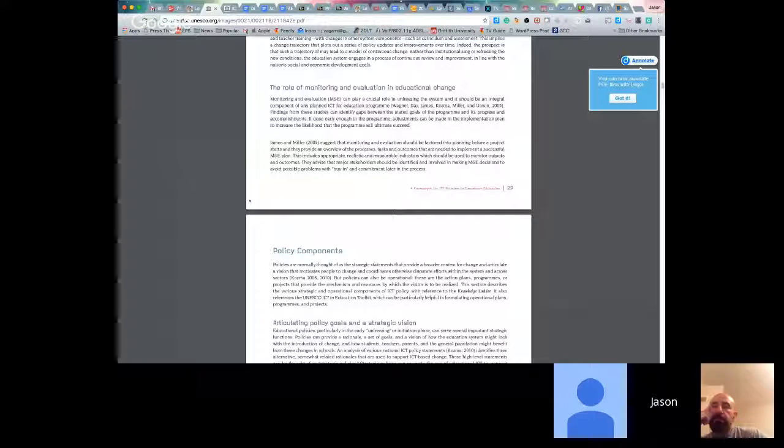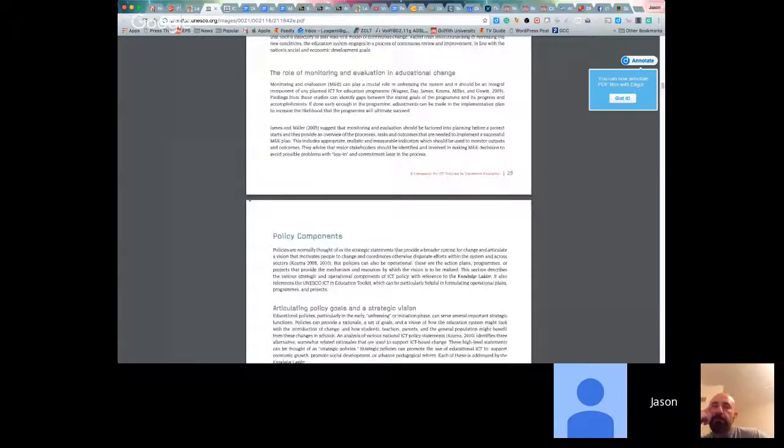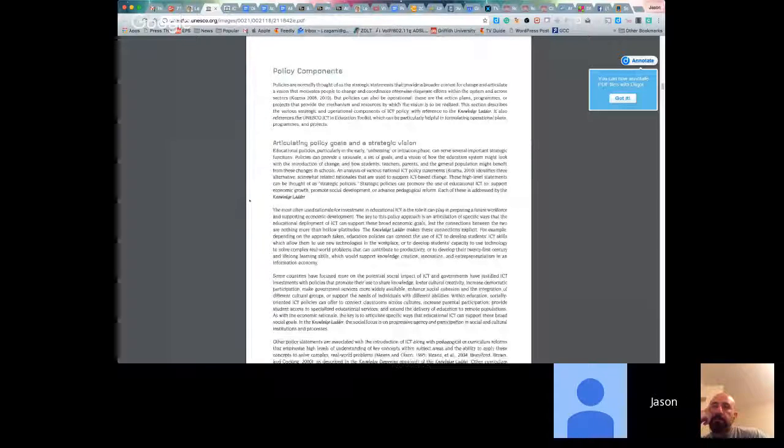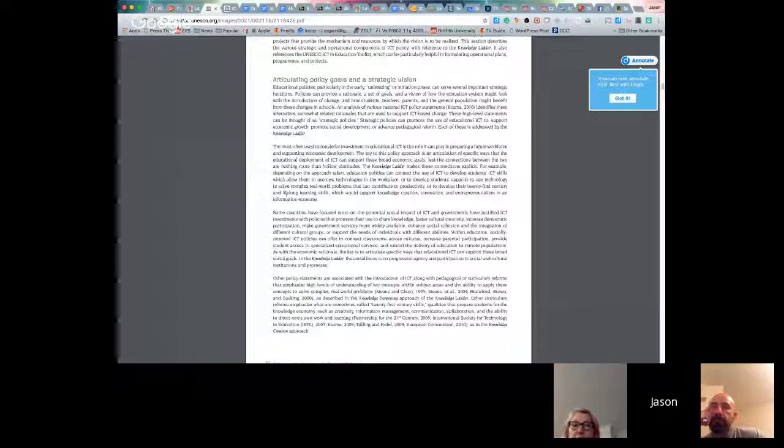Monitoring and evaluation of educational change, we talked a bit about that and the need for more research to actually understand what's occurring. And then we've got some various components. So there's a policy component of any issue. Having a strategic vision is one aspect, and we'll be looking at strategic visions a little bit later. Strategic visions are controversial. A lot of people spend a lot of time creating vision statements that never really seem to make any real difference.